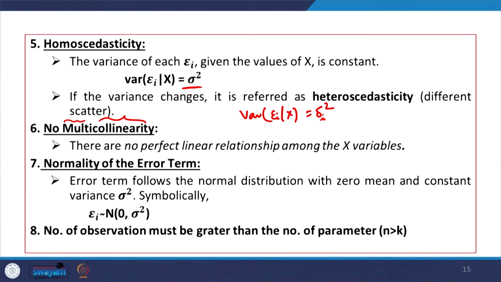Next is normality of the error term, where the error term is distributed as I have just explained. It should have 0 mean and constant variance. The next assumption is that the number of observations must be greater than the number of parameters to be estimated, like beta 1, beta 2, beta 3, beta naught, etc. The number of parameters must be less than the number of observations we have considered, otherwise the OLS estimation cannot predict correctly.